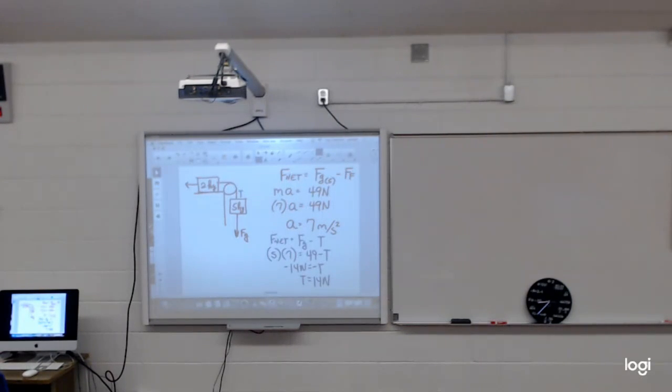Fair enough so far? Would your acceleration be different if you were only looking at the 5? Like, instead of 49 divided by 7, it'd be 49 divided by 5, sorry?